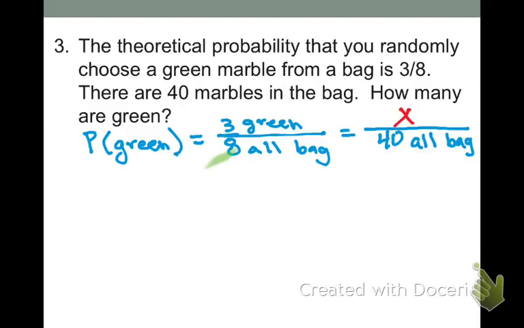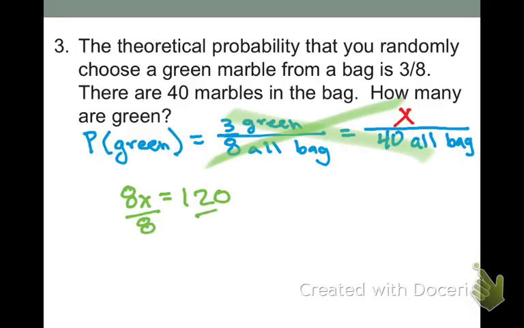We use cross multiplication, so 8 times x. That gives us 8x equals 3 times 40, that is 120. All right, now through using PEMDAS backwards, because I've got a variable, I divide by 8 on both sides. And I find out x equals 15. So I have 15 green marbles.